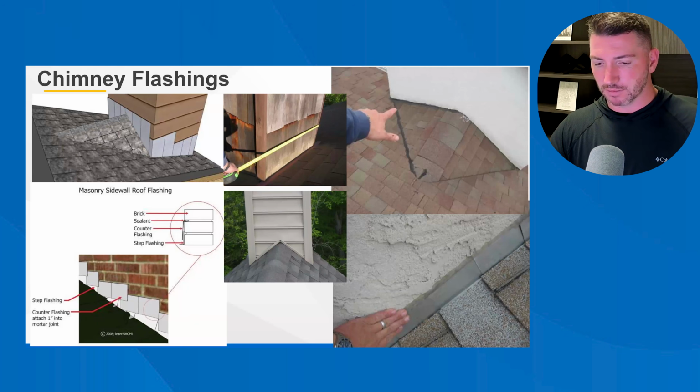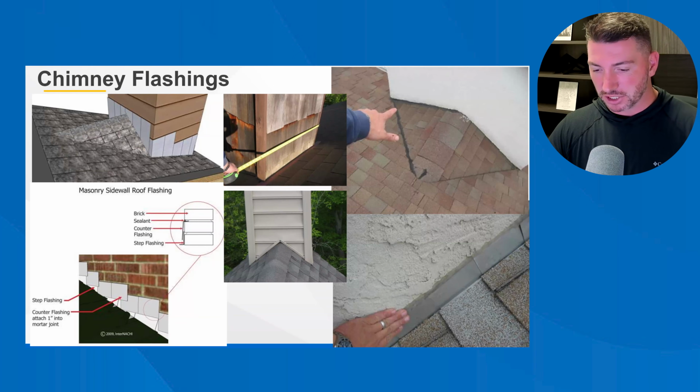Chimney flashings function much the same as any other roof-to-wall flashing. You need to have a cricket if the chimney is 30 inches wide or wider. And it functions the same way as a masonry roof-to-wall area, where you need to flash it correctly.